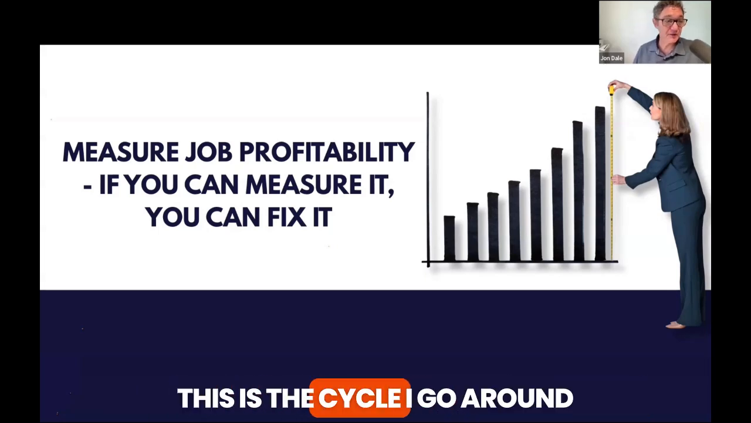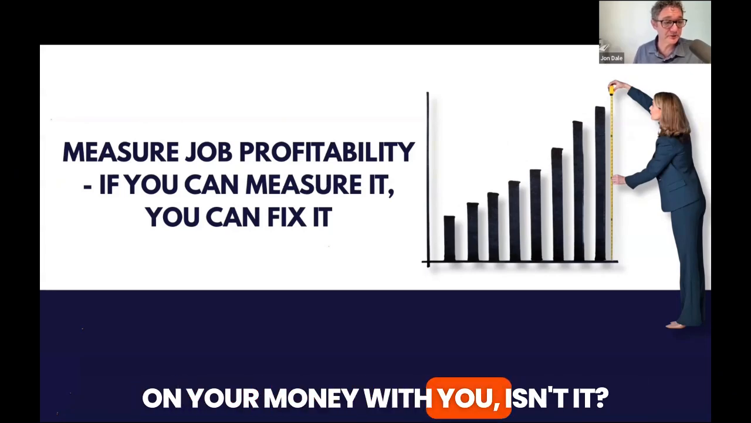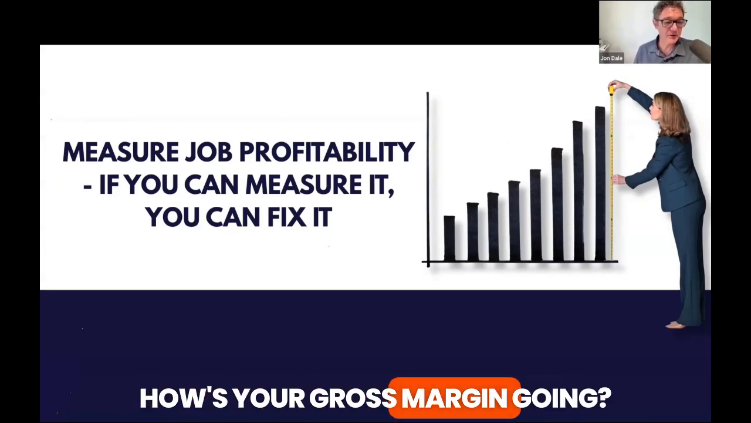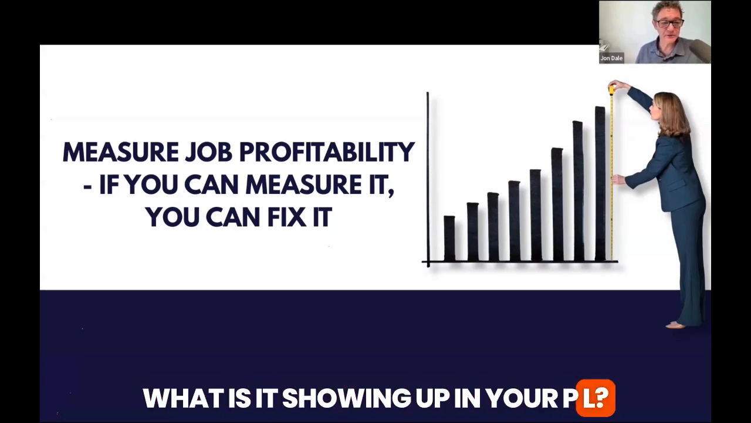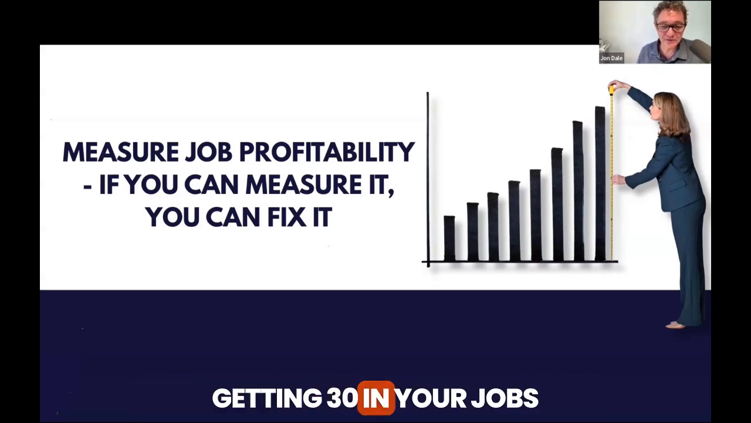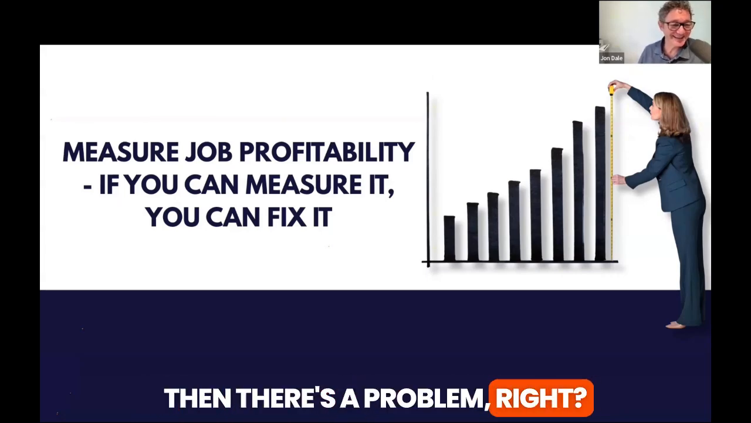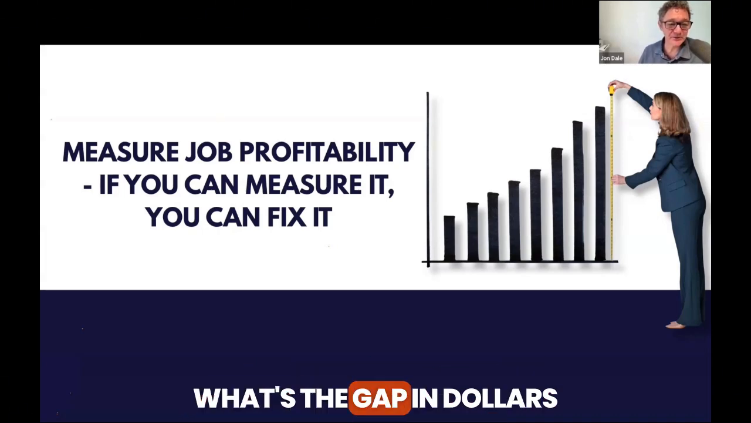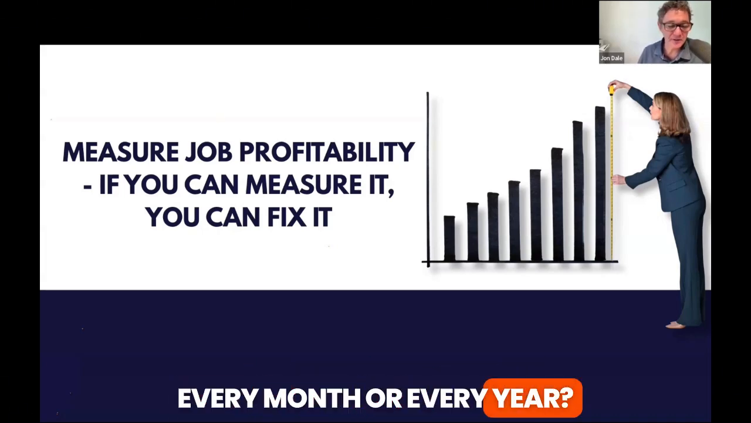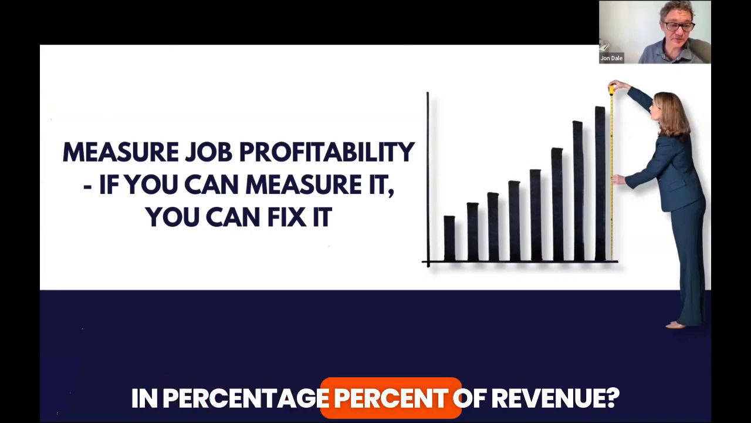This is the cycle I go around when I want to check in on your money with you, isn't it? How's your gross margin going? What is it showing up in your P&L? Because if you think that you're getting 30 in your jobs and your P&L is showing 7, then there's a problem, right? So my next question is, what's the gap? What's the gap in dollars every month or every year? And what's the gap in percent of revenue?